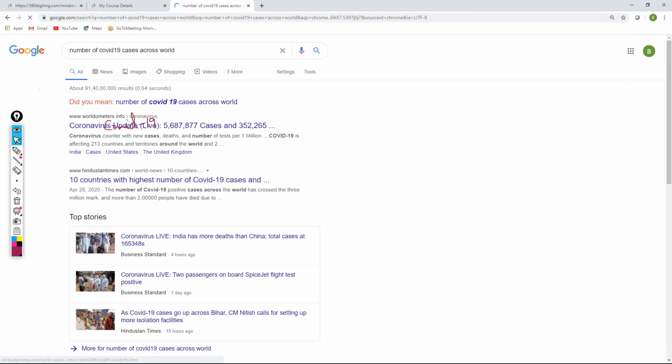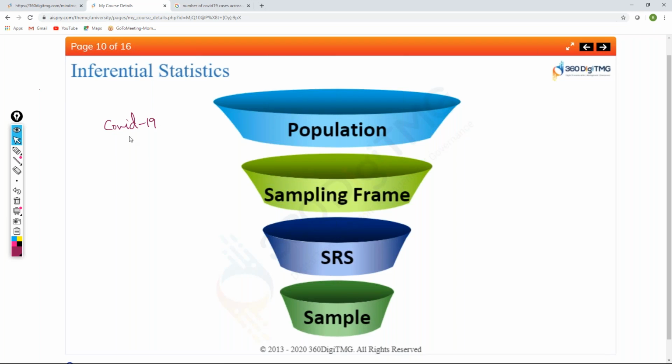Let's see. It's 5.5 million approximately. 5.6 million people have tested positive on the planet for COVID-19. And say Gilead is trying to come up with a vaccine or a drug, whatever suits well to counter COVID-19.